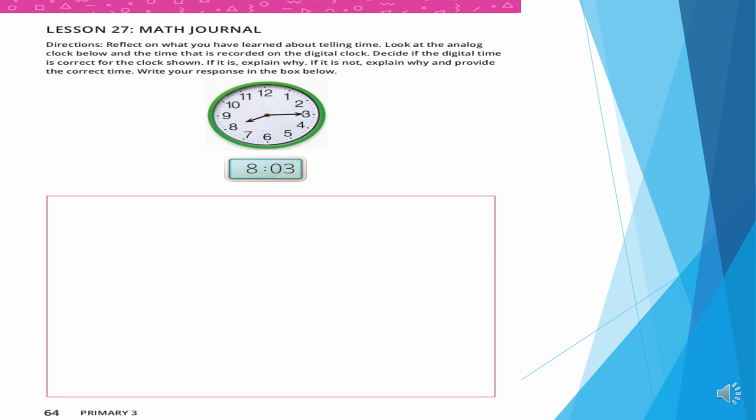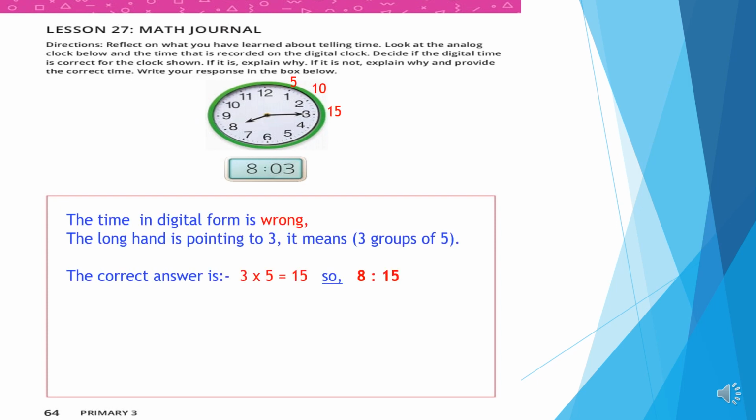No, we will write what? Let's count together. 5, 10, 15. Yes, so number 3 is telling me 15 because 3 times 5 equals 15. So the time in the digital form is wrong because the long hand is pointing to 3. It means 3 groups of 5. So the correct answer is 3 times 5 equals 15. So 8:15.